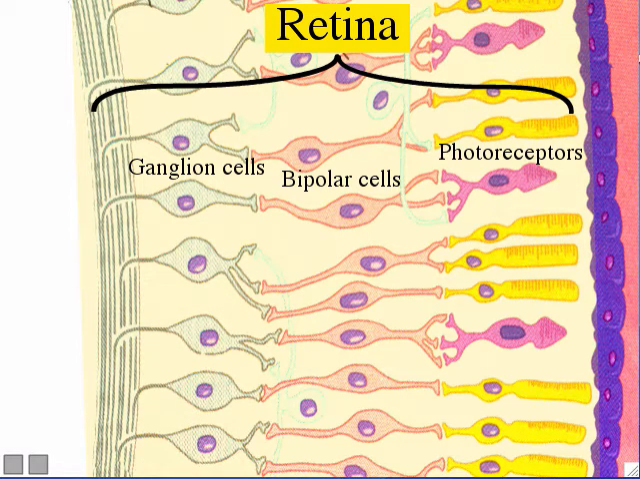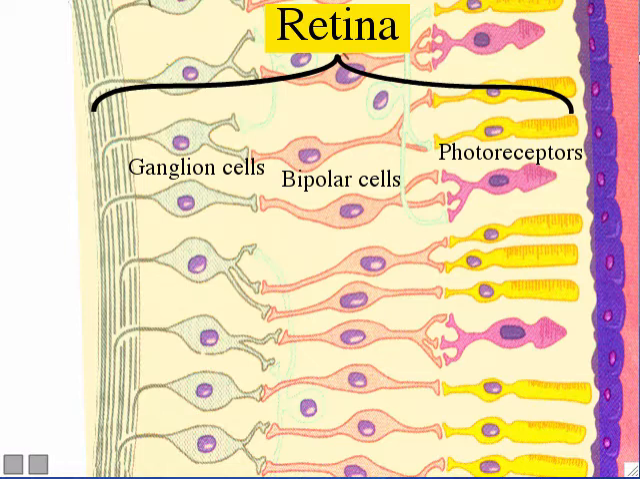Those are three different types of neurons, three different layers of neurons, and the retina is all three together. In other words, when we say the retina, we mean the ganglion cell neurons and the bipolar cell neurons and the photoreceptor neurons. We mean all of those together.